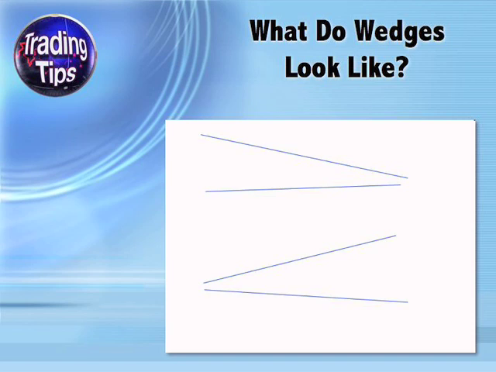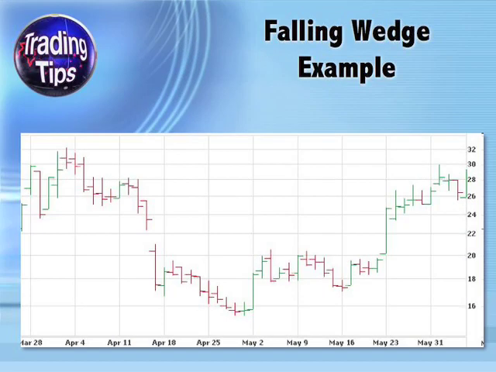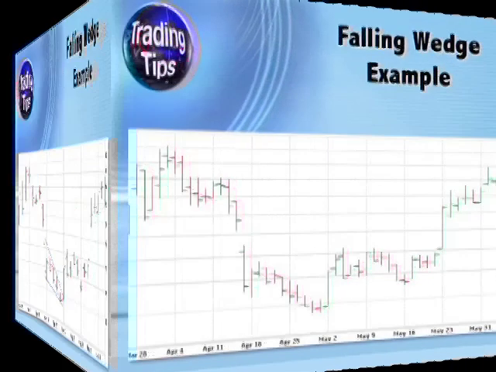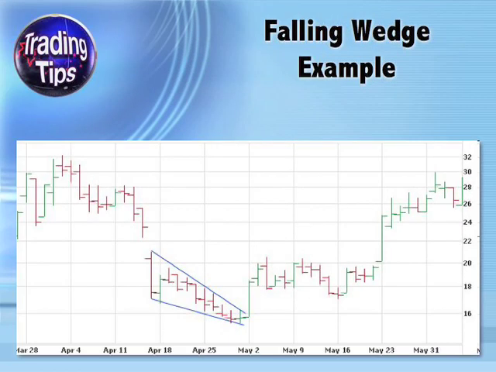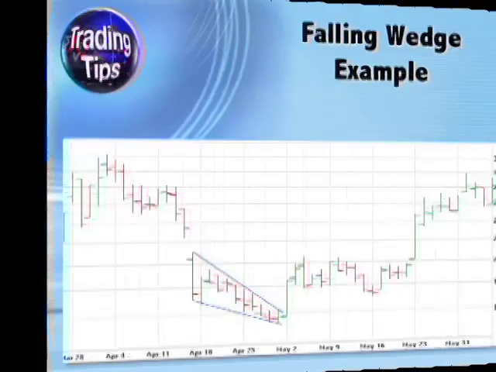Now let's look at a real example. Here's a falling wedge. Do you see it? Probably not. That's why it's always good practice to search for and draw in trend lines, preferably on a hard copy of the chart. Here. Now you can see the falling wedge. At the beginning of the pattern, daily prices fluctuated wildly, but they narrowed as the pattern went on.